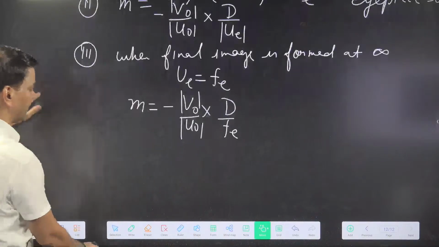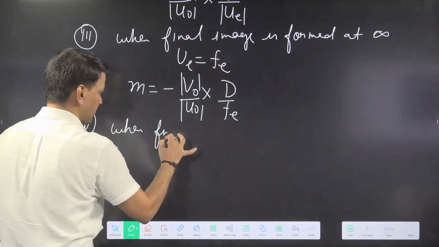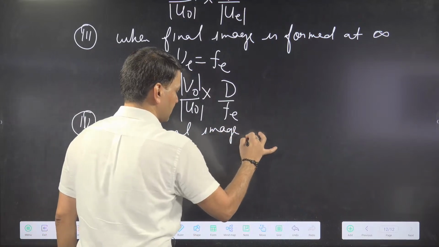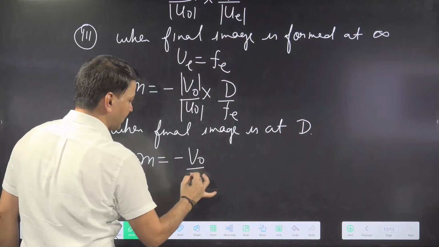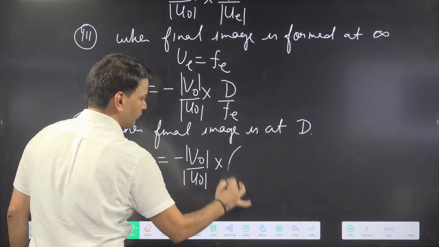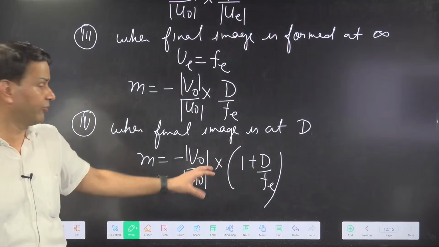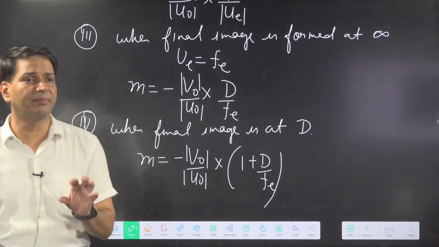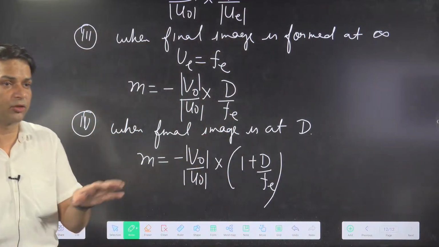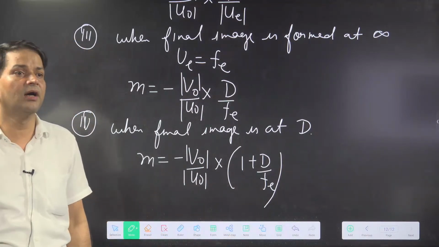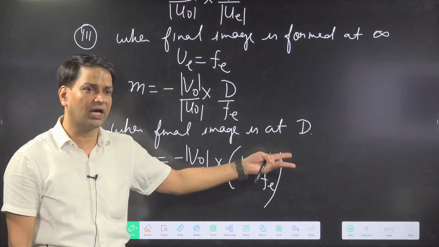When final image is at capital D, then M is equal to what? Minus VO by UO into 1 plus D by FE. And this we can say is the maximum magnification for the eyepiece. 1 plus D by FE is the maximum magnification for the eyepiece, or we can say it is the maximum magnification for the simple microscope. Okay.